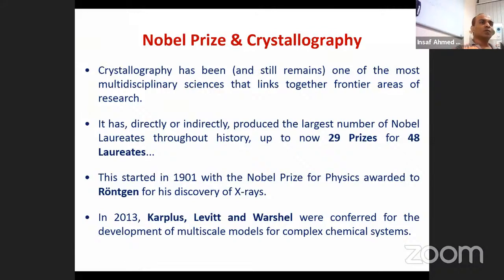crystallography. Why am I emphasizing crystallography? Why is it considered the best method to determine the three-dimensional structure? If you look in history, till now almost 29 prizes for 48 laureates have been given Nobel Prizes for crystallography, and that is the largest number of Nobel Prizes given to any type of science. 29 prizes for 48 laureates.